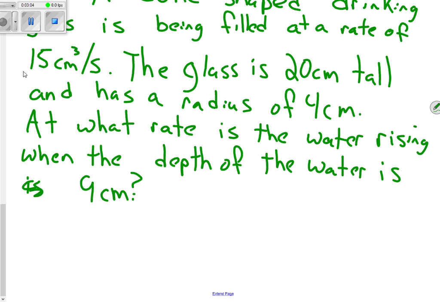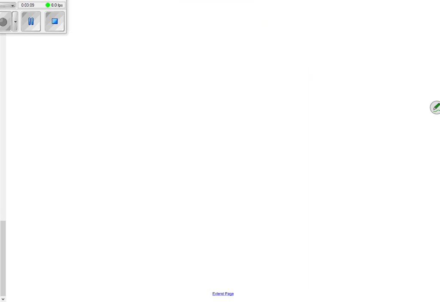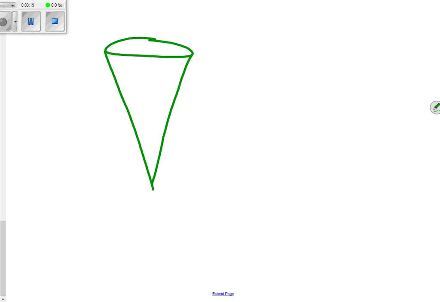All right. So we make a drawing of this. So it's a cone-shaped cup, like one of those paper Dixie cup things you get at the water cooler. I drew a lot of cones.